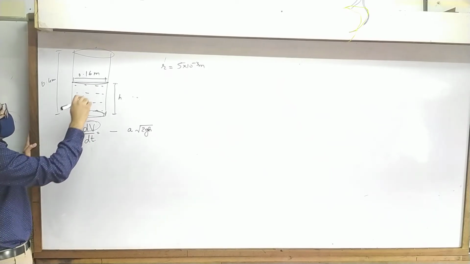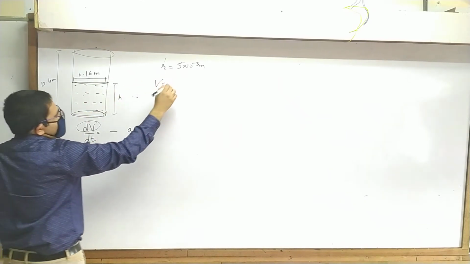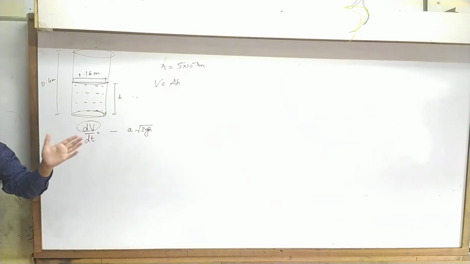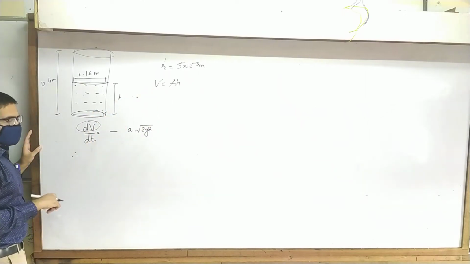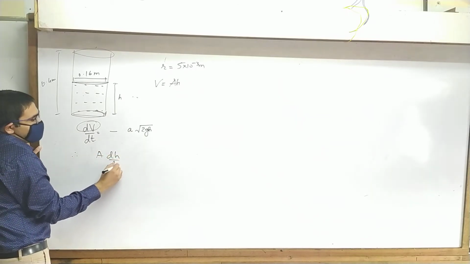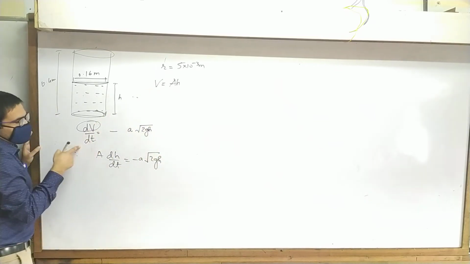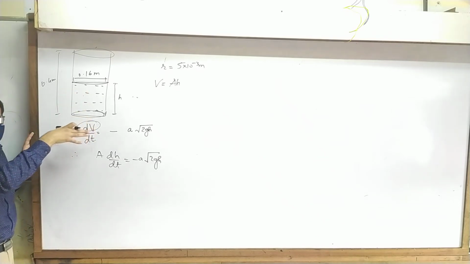Do you realize that the volume of water in this tank can be written as A into H? Yes or no? A stands for area of the vessel, H for height. Clear? So now, if I want to write dV by dt, do you agree that I can write dV by dt as A into dH by dt? Yes or no? If you differentiate this, A is a constant. Area of vessel does not change.